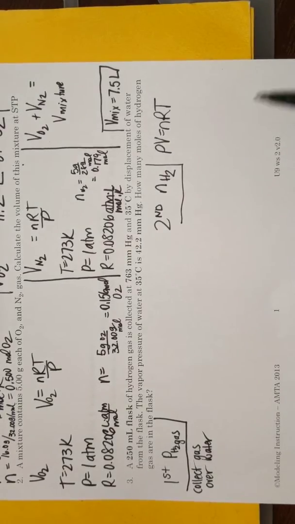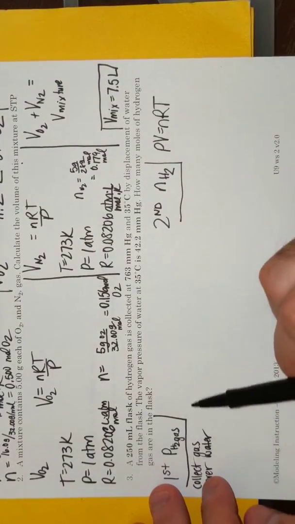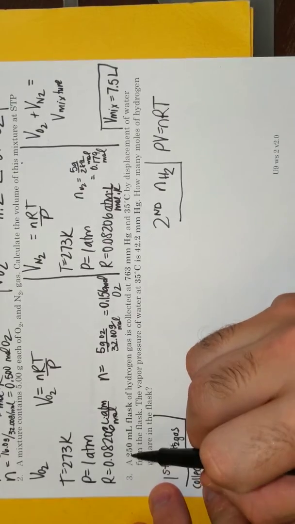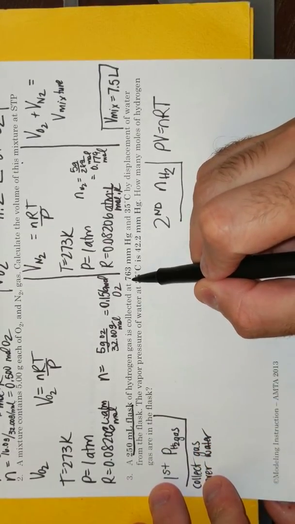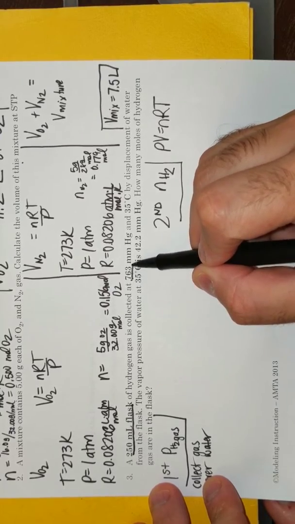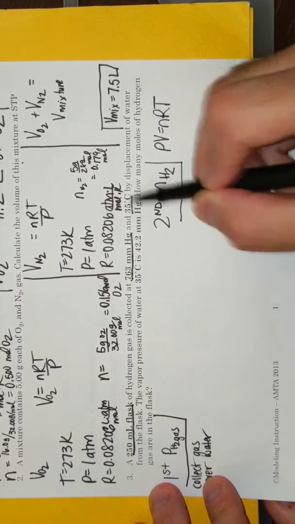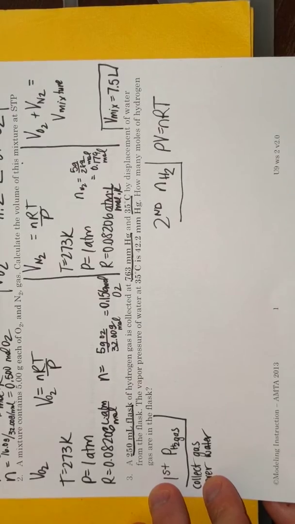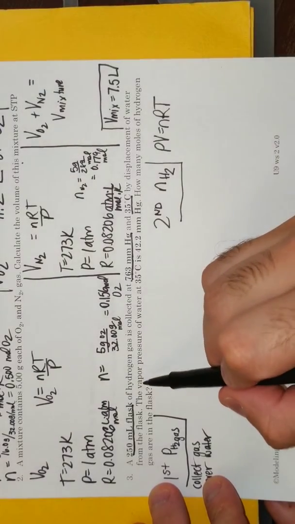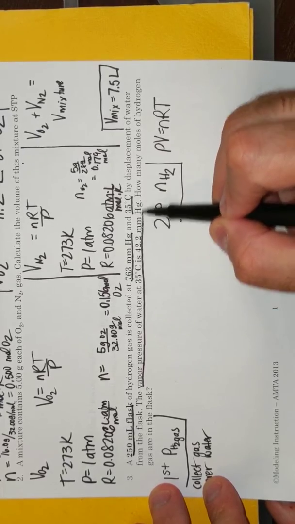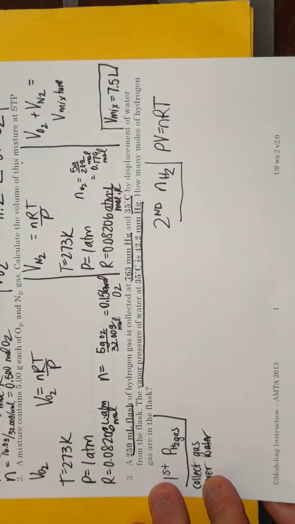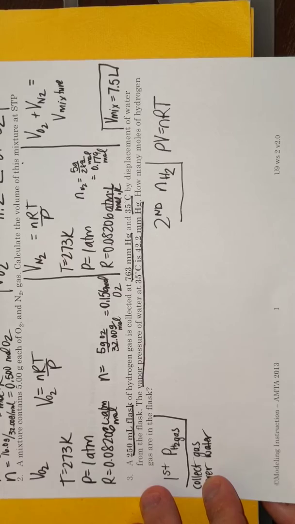the way that you are going to solve this first part is it says a 250 milliliter flask of hydrogen gas is collected at 763 millimeters of mercury at 35 degrees Celsius by displacement of water from the flask. The vapor pressure of water at 35 degrees Celsius is 42.2 millimeters of mercury. How many moles of hydrogen gas are in the flask?